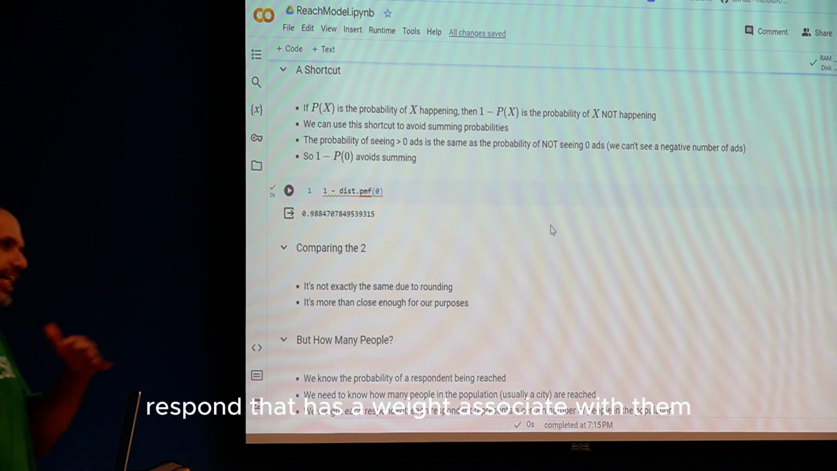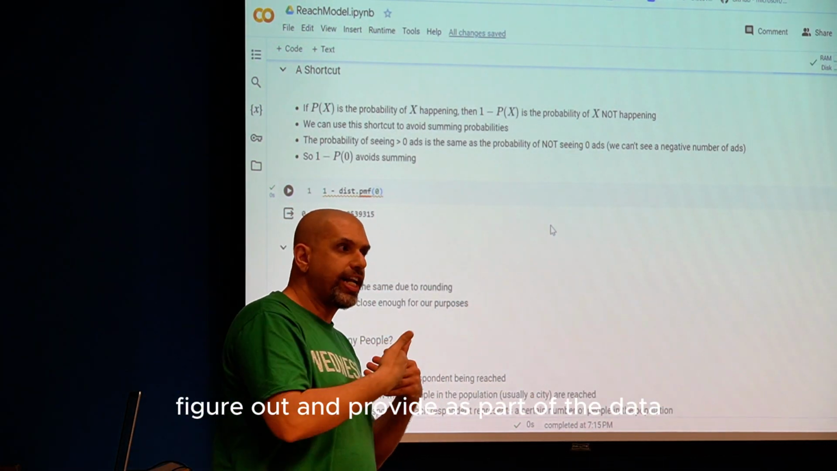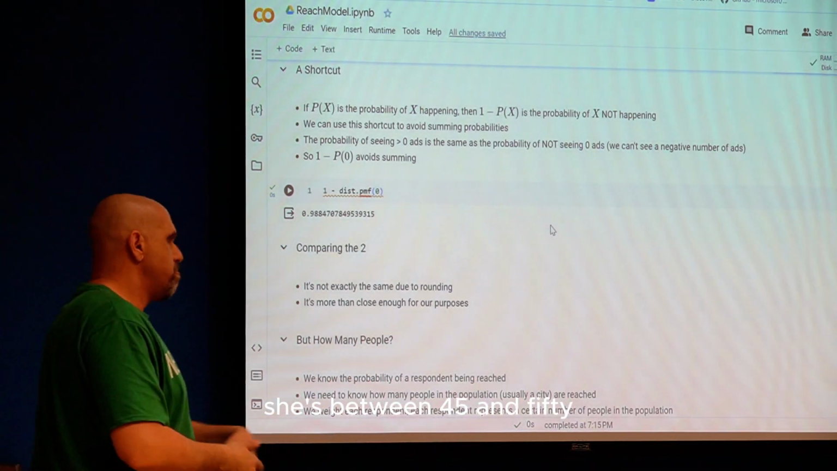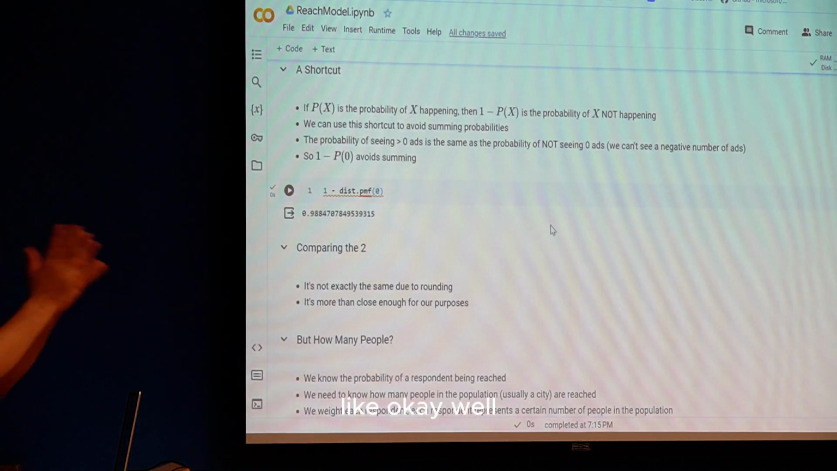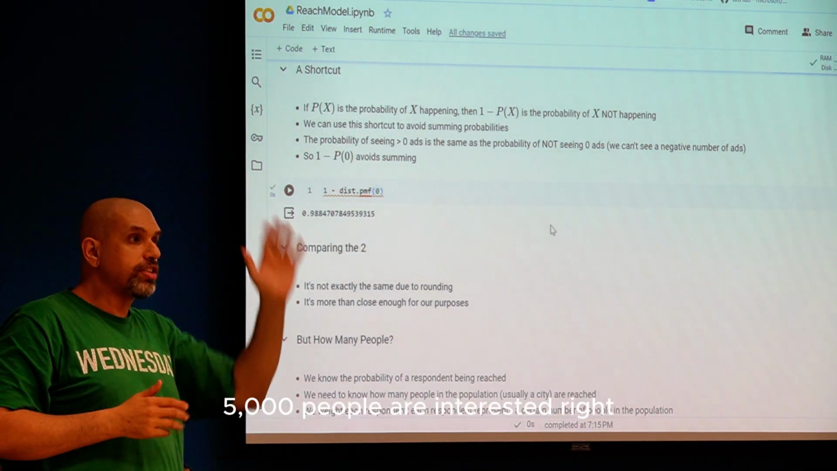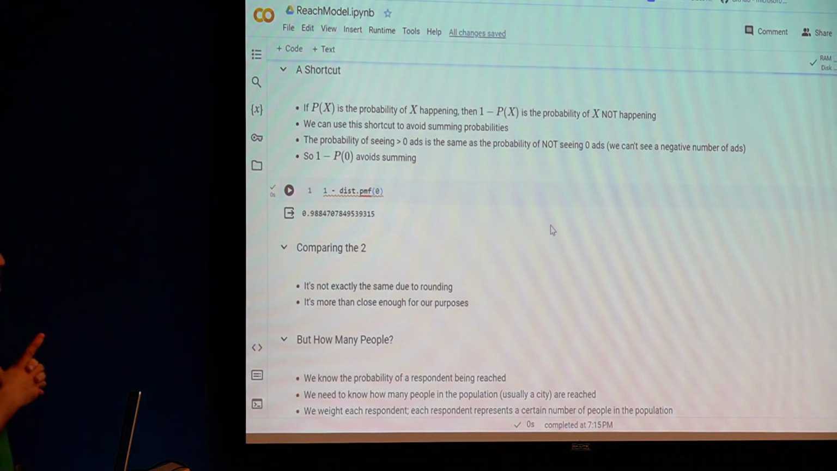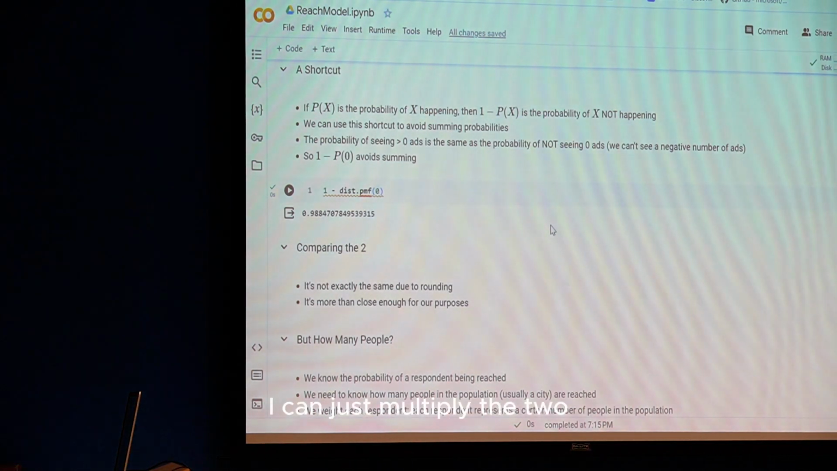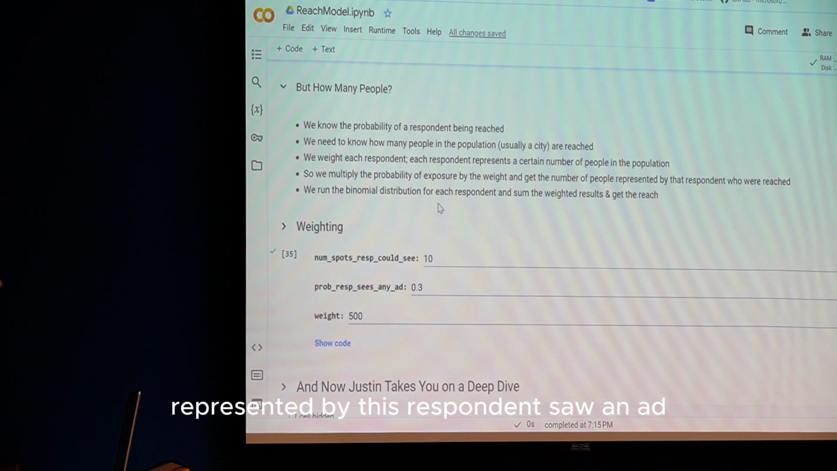Because any given respondent has a weight associated with them. This is something they would actually calculate, figure out, and provide as part of the data. So I have some respondent, say she's between 45 and 50, she makes 150K a year, we have all this demographic information. Based on all of her demographic information, she represents, say, 5,000 people in Houston. So if I have this probability, and I know what the weight is, how many people this person represents, I can just multiply the two and come up with an estimate for how many people represented by this respondent saw an ad.